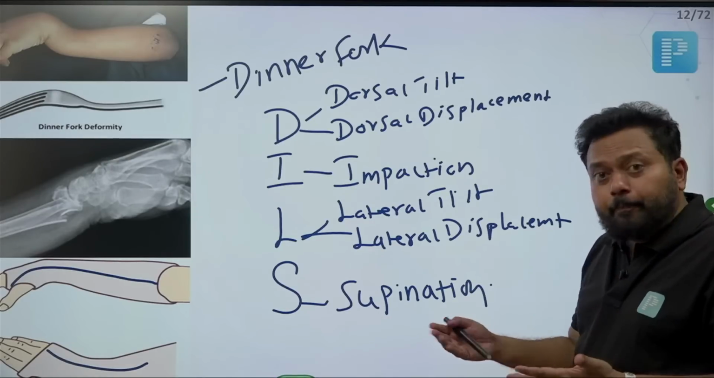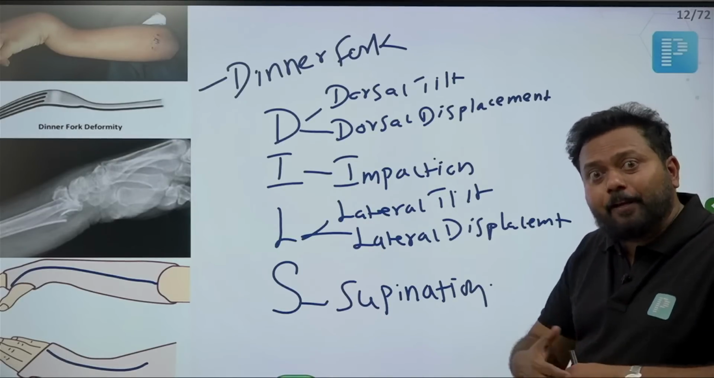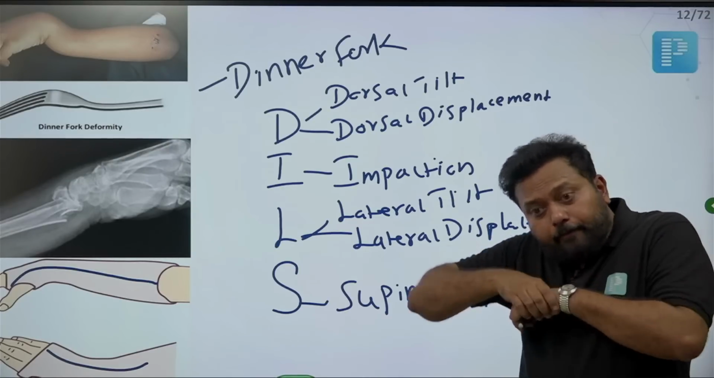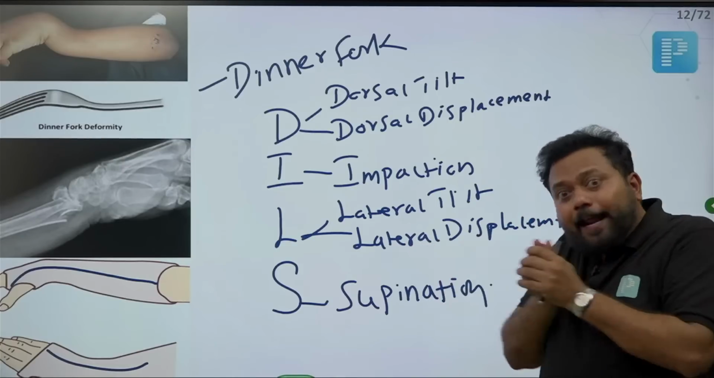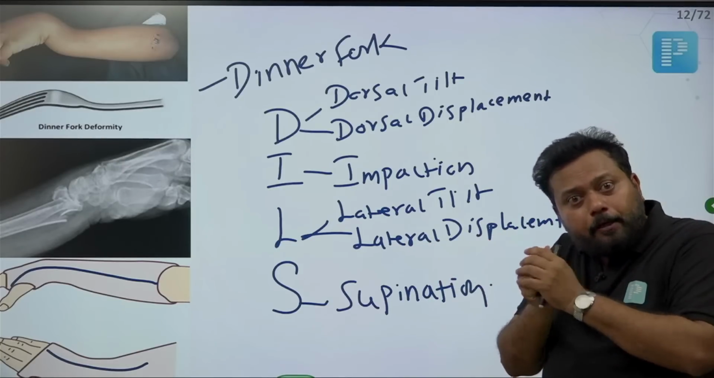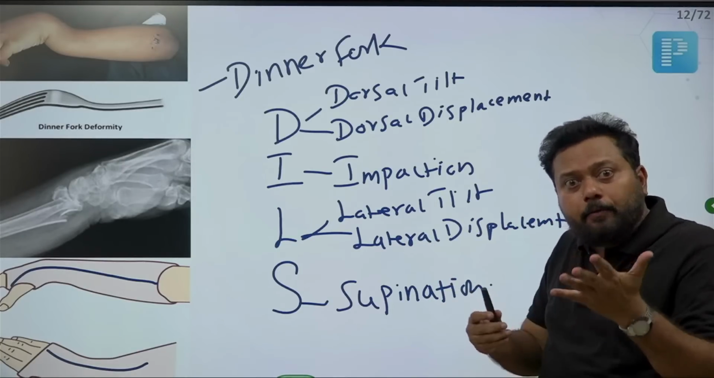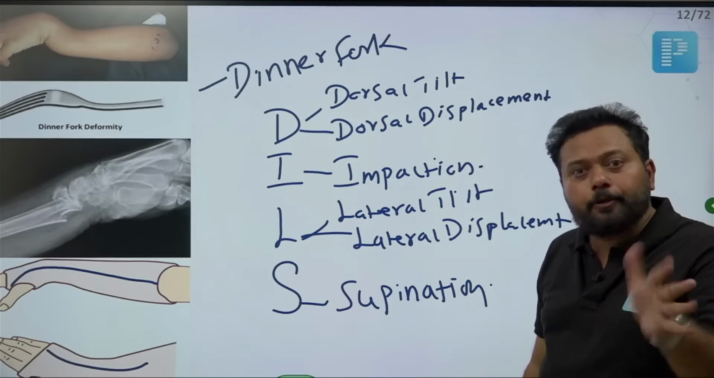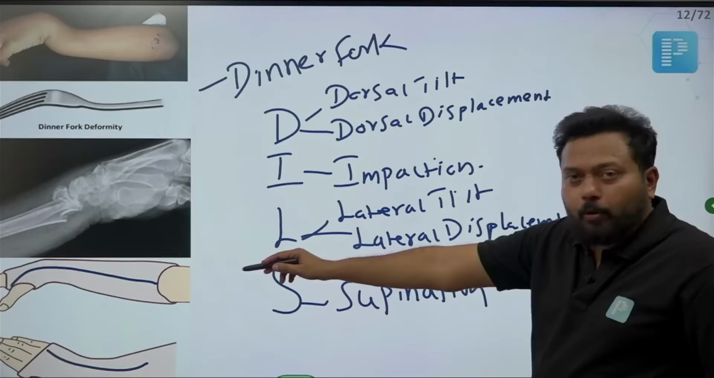Before applying POP, the basic thing we will do: one person will hold here, another will hold here. We will give traction and counter traction. So traction will neutralize the impaction. You see, all the displacing forces are neutralized. Look at that Colles cast.